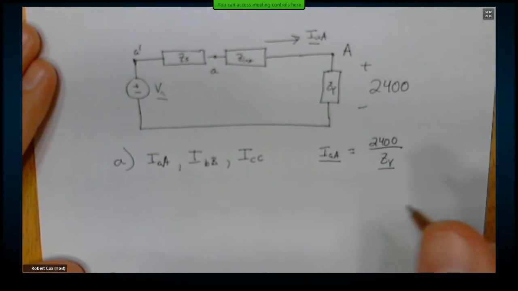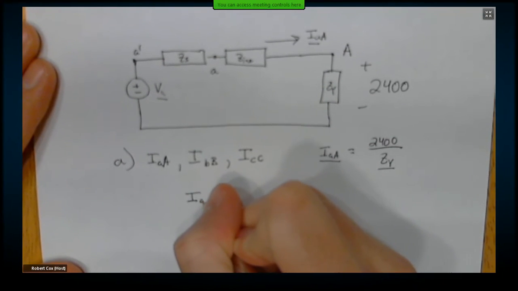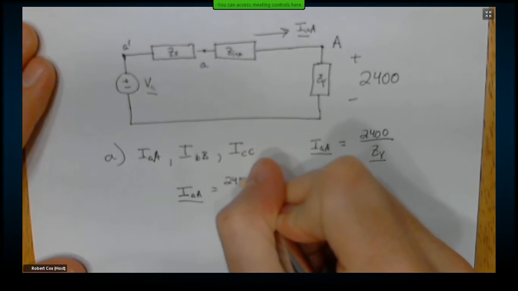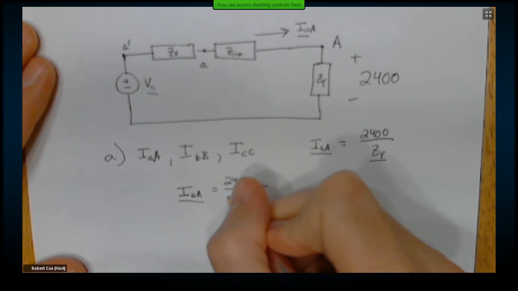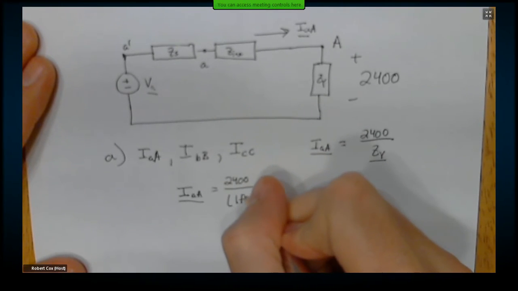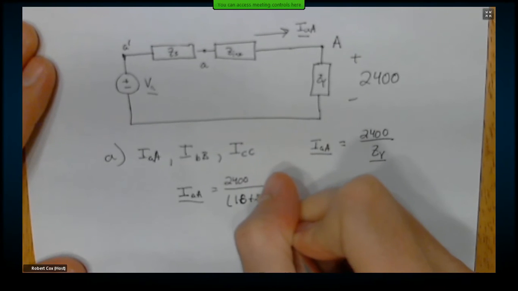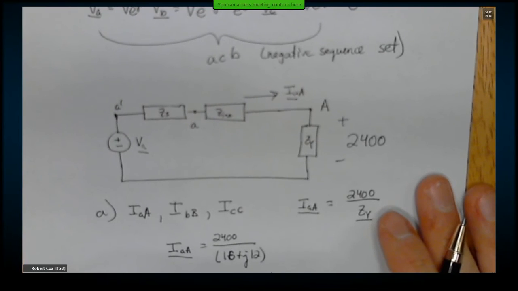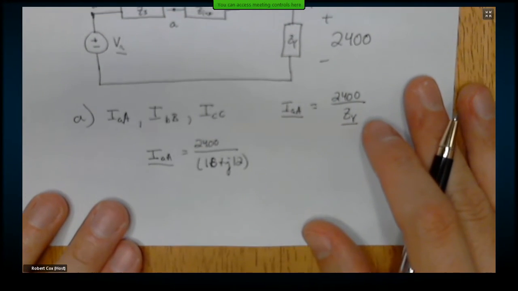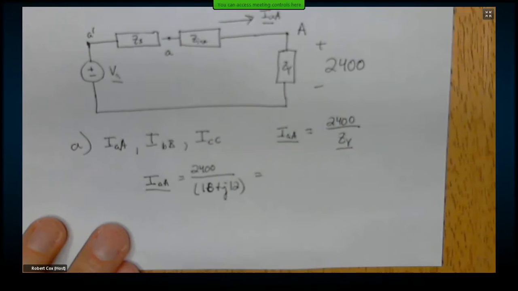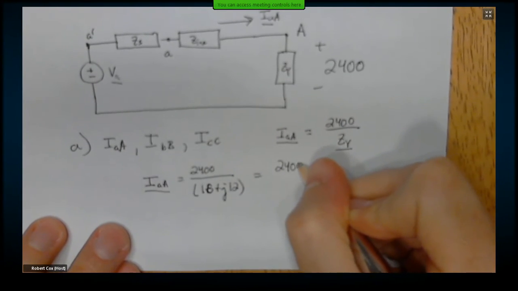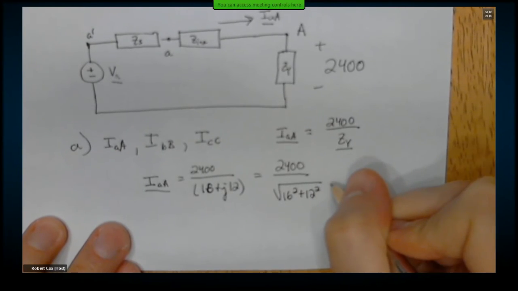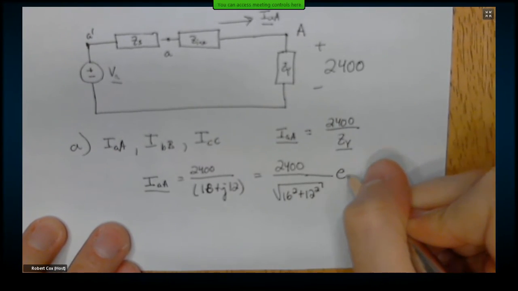All right. So I_AA is 2400 divided by 16 plus j12. Okay, all right. So what does that give us? Well, that's 2400 divided by the square root of 16 squared plus 12 squared. Okay. There's e to the j.